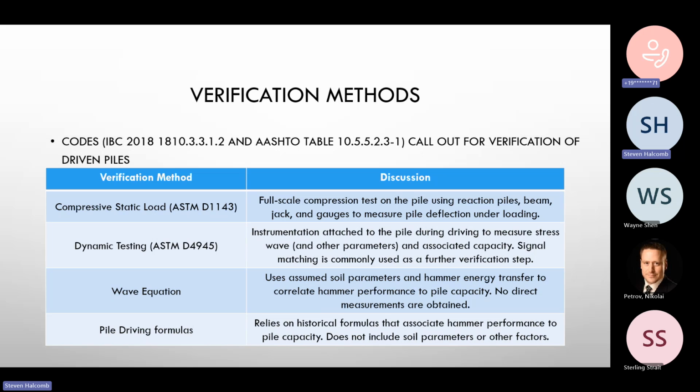You've got the static load test, which says static, but it actually is dynamic because you're actually moving the pile to give you a capacity back. And then also the dynamic testing, what we're talking about today, the PDA, where you're attaching strain gauges and accelerometers to the pile to measure exactly what it's doing when you hit it. You know how hard you're hitting it, you know how it's moving, so you can back calculate what kind of capacity it is.